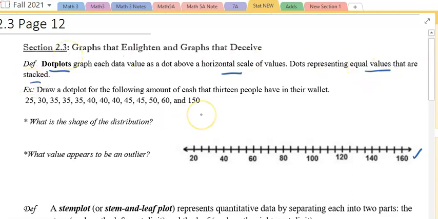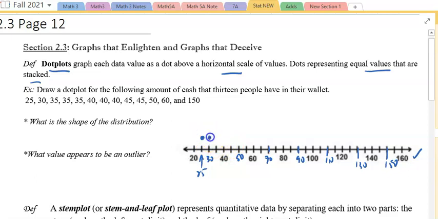For example, draw a dot plot of the following amounts of cash that 13 people have in their wallets. One person holds 25, so if this is 20 and this is 40, this one in the middle is 30. Those are 5 each: 30, 40, 50, 60, 70, 80, 90, 100, 110, 120, 130, 140, 150. So each of those marks is a 5. 25 would be right there.